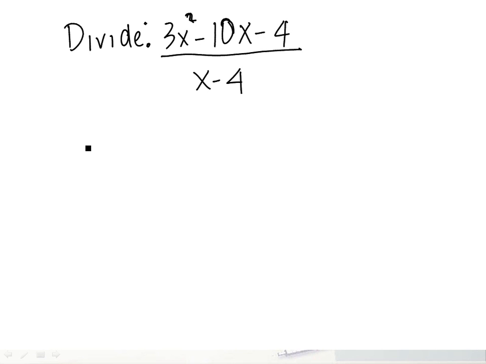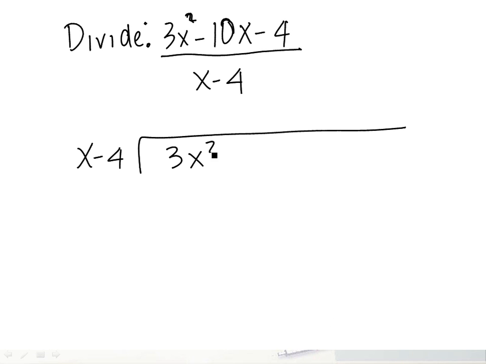Okay, so let's set it up. x minus 4 divided into 3x squared minus 10x minus 4. All of our terms in descending order. What I mean about are we missing terms is, let's say we were missing this entire x term here. Then we would be missing the x term. But we have all of them since we have x squared, x to the first, and then a constant. Let's get started.